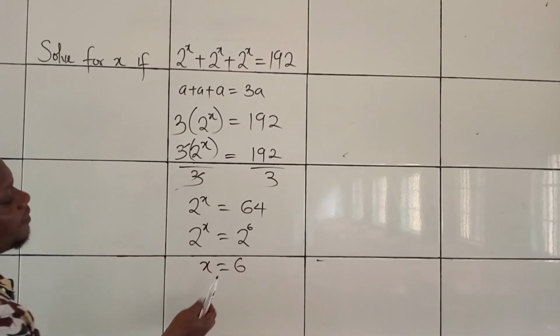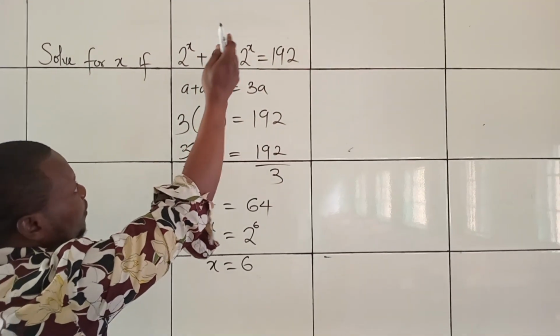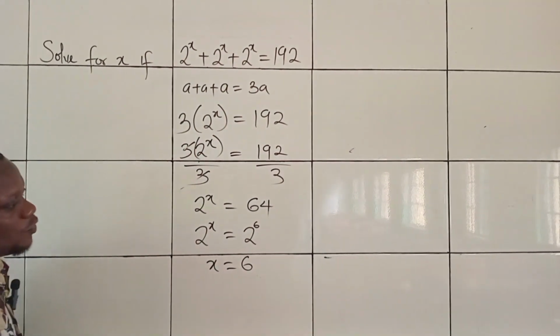You can check by plugging in 6 here. We have 64 plus 64 plus 64. It will give us 192.